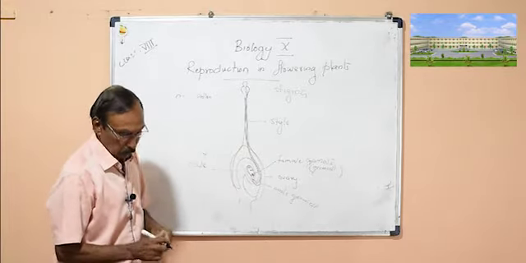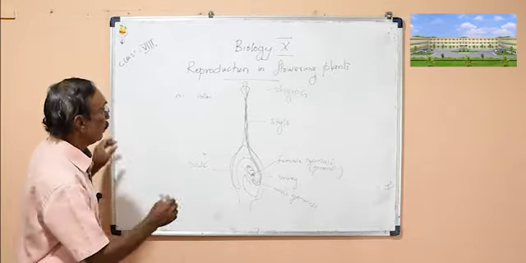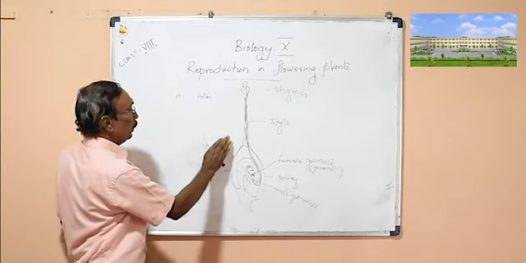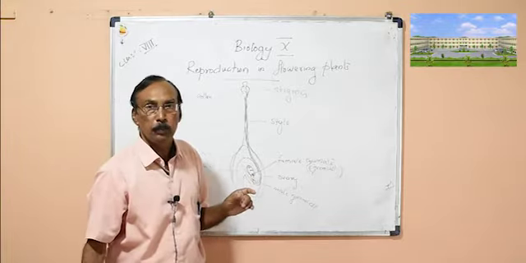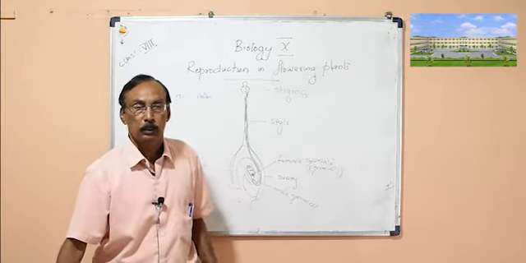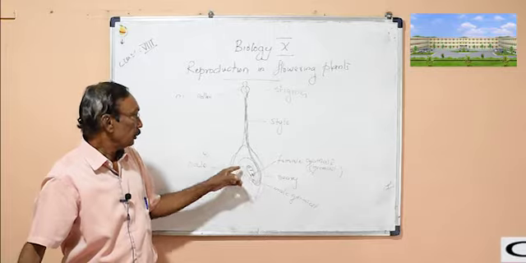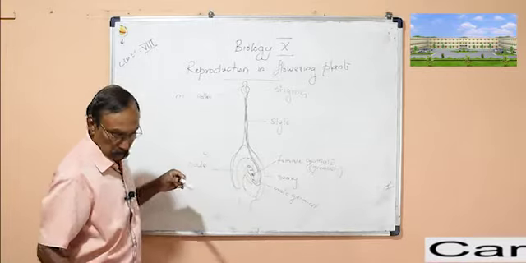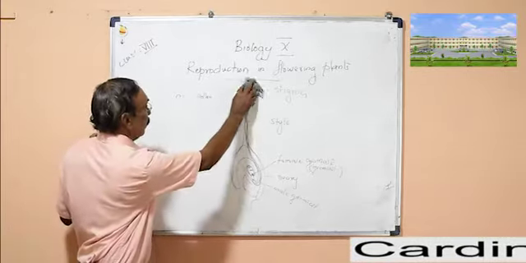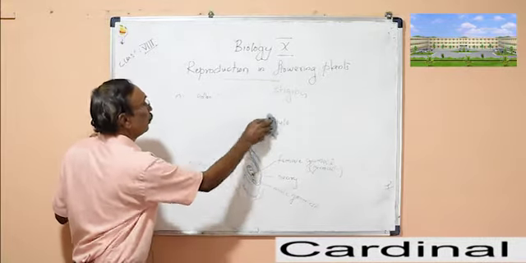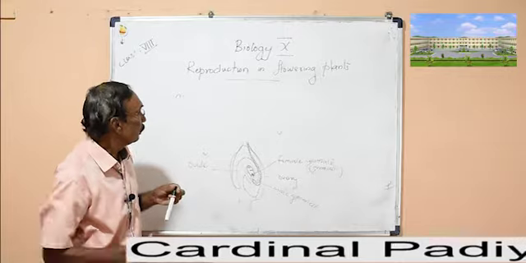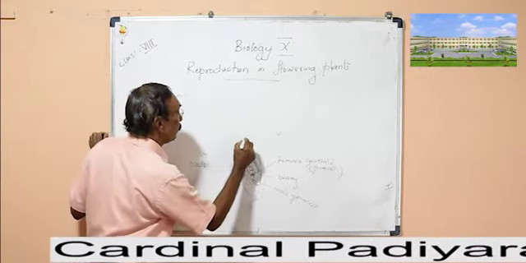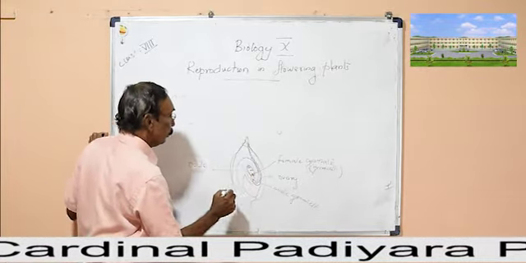After pollination, this fusion of male cell and female cell is called fertilization. And after fertilization, what would happen? You know that the style, stigma, and all this will fall down and perish, and so only the ovary will remain. Only the ovary will remain.